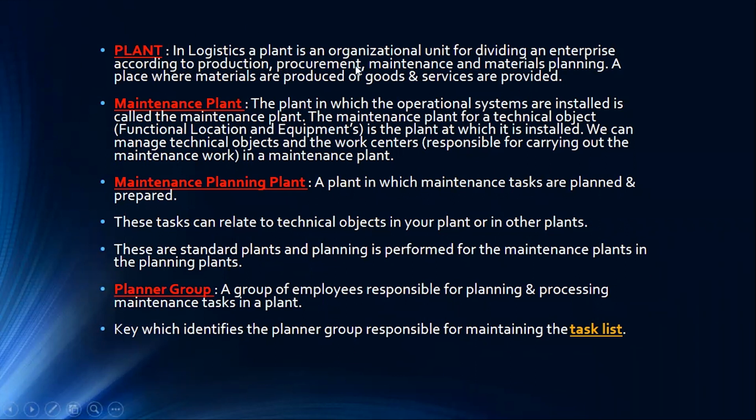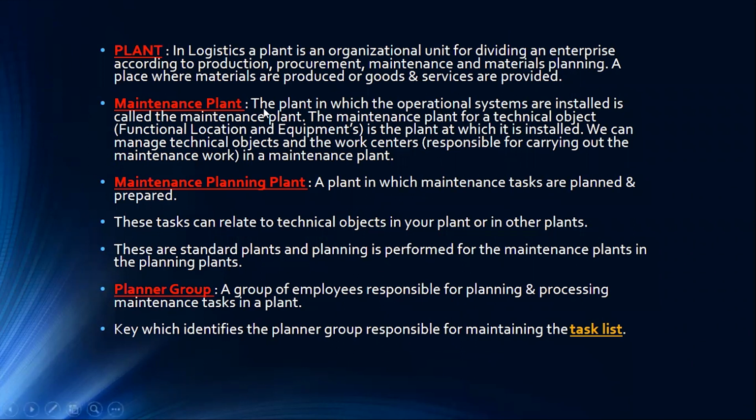And procurement, what do you mean by procurement? You are purchasing certain things. If you are purchasing any materials, you can call that place a plant. And if maintenance and materials planning is taking place, meaning certain maintenance is going on over there, that particular place is called a plant. A place where materials are produced or goods and services are provided is also called a plant.